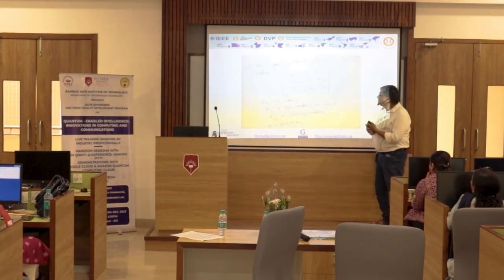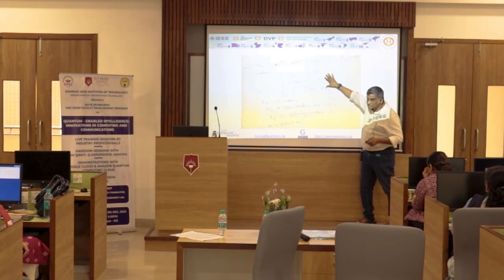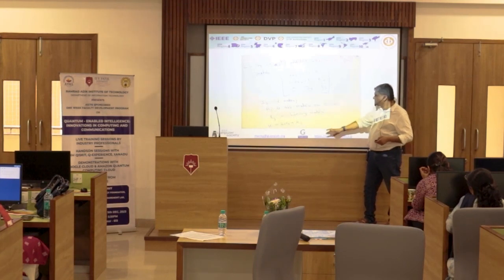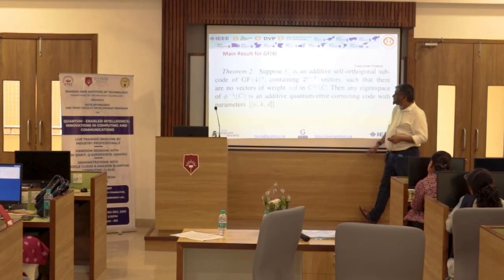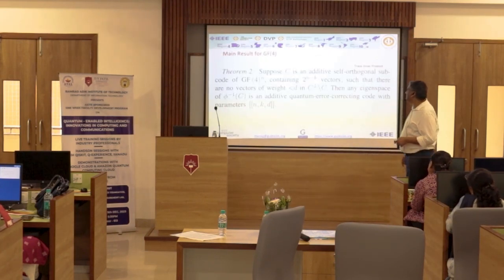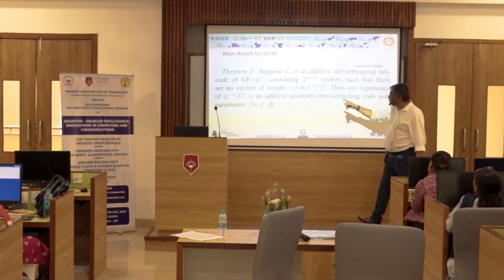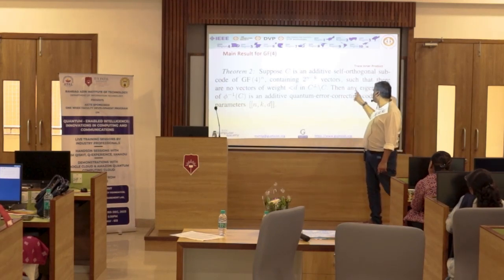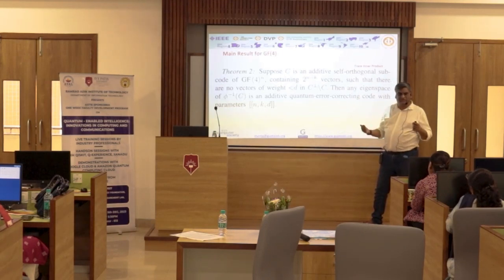Okay? So any (n, 2 raised to k) code is equivalent to one which can be generated by this kind of matrix, by taking linear combinations. We get an additive code. Okay? A is some matrix, B is a binary matrix, and K is 2k0 plus k1, the number of rows. So then this is the main result now. Suppose C is a self-orthogonal additive code with respect to the trace inner product, containing 2 raised to n minus k vectors, such that there are no vectors of weight less than d in C perp minus C. Then any eigenspace of phi over C is a quantum error-correcting code with parameters n, k, d. That same finite geometric problem is now converted into the field with 4 elements.